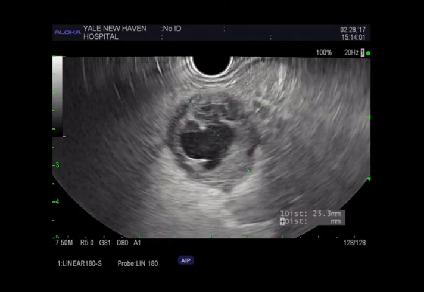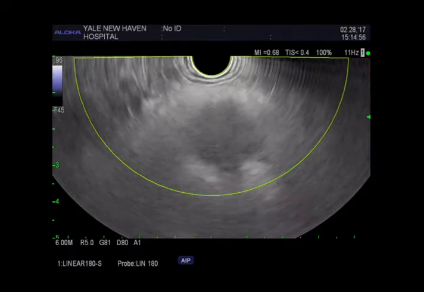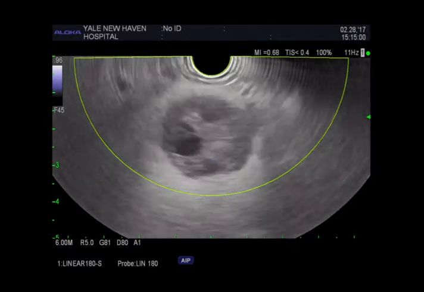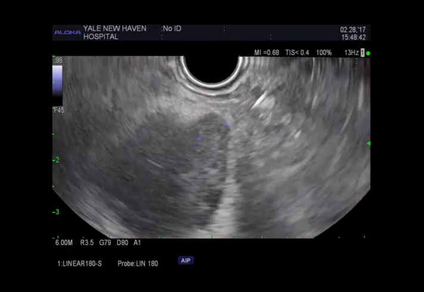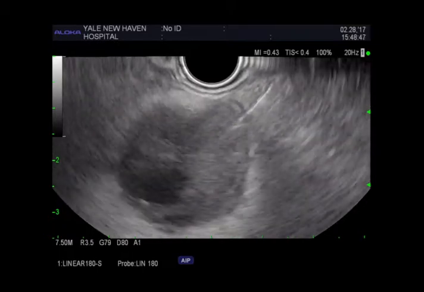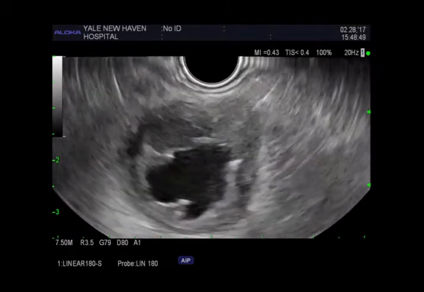EUS imaging identified a diffusely thickened hypoechoic cyst wall up to 5 mm with a central anechoic fluid. Doppler study identifies the absence of flow in the cyst and the needle path. The thickened cyst wall is targeted for FNA in order to maximize probability of obtaining a diagnostic cytology sample.